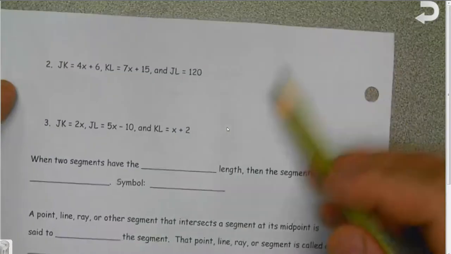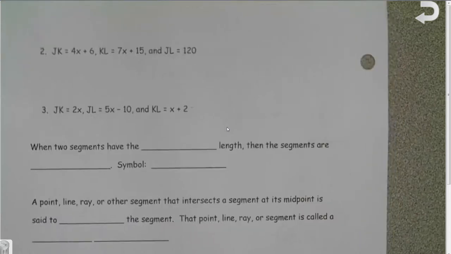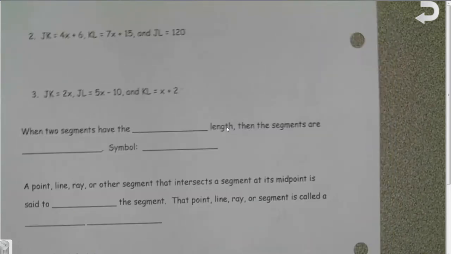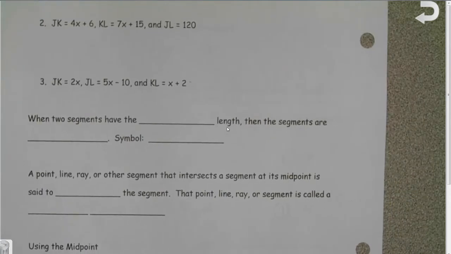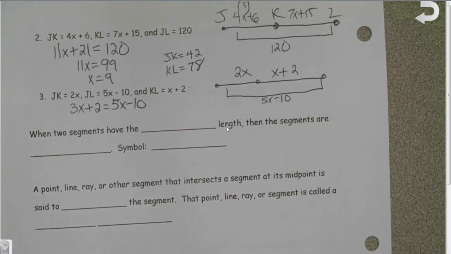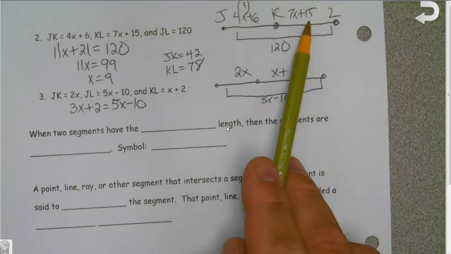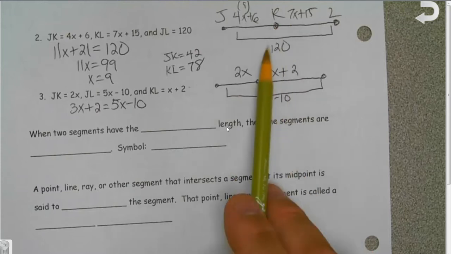But I want you to try these 2 problems. It's the same setup. You just may have different rules for what to set equal to each other. So pause the video, try these 2. Then when you unpause it, you'll see my work. Okay, so here you can see I did 4x plus 6, 7x plus 15. I added them together. I got 11x plus 21. That's equal to 120.